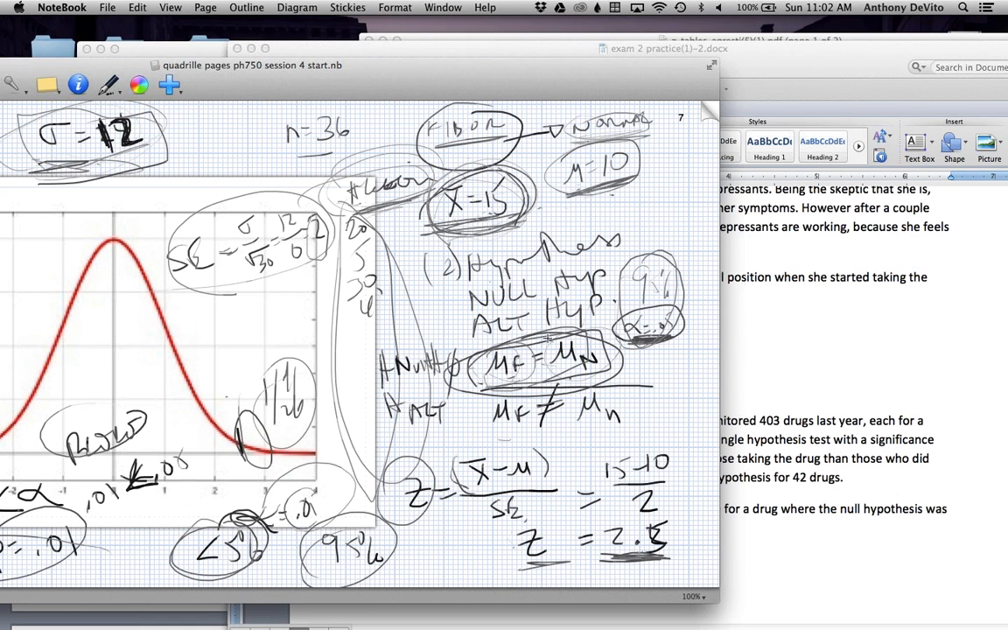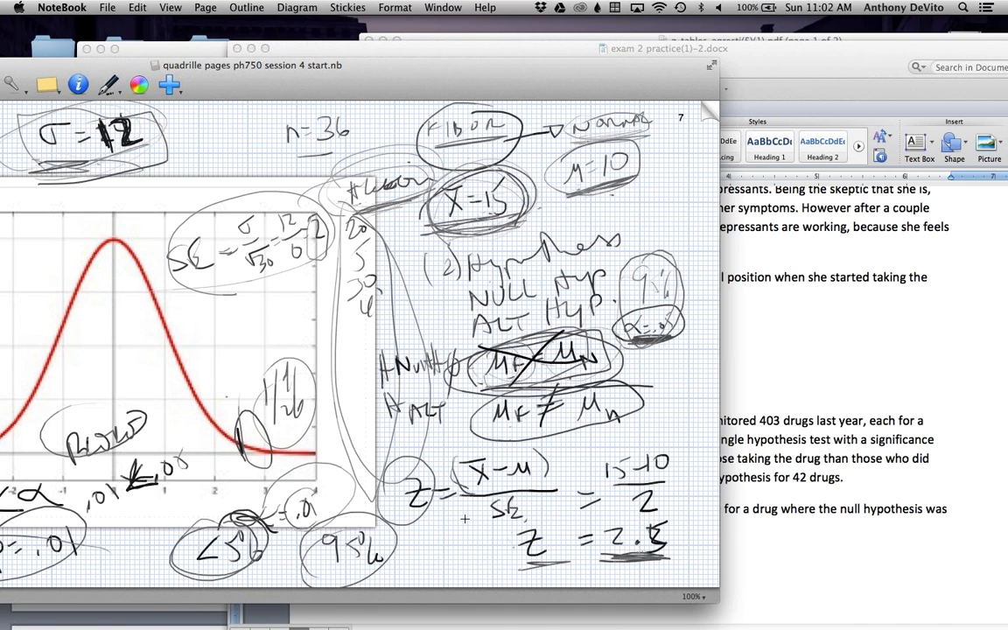What does that mean? That means I reject the null hypothesis and I accept the alternative hypothesis that the population mean for fibromyalgia patients for lesions is different than the population for normal patients.